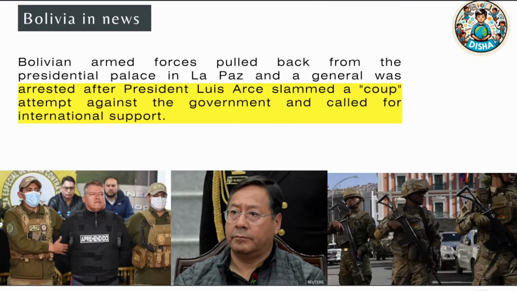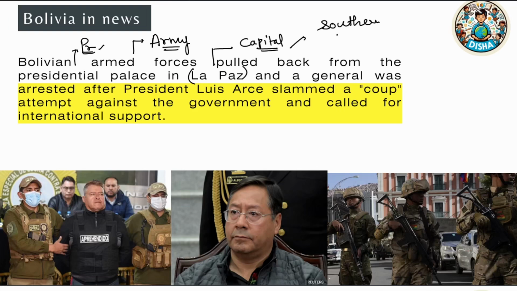So Bolivian armed forces basically mean here the army, pulled back from the presidential palace. So we know that it has a presidential system of government. In La Paz, this La Paz is the capital of Bolivia. So Bolivia is a country in the southern Americas. We'll be seeing this in the mapping portion.